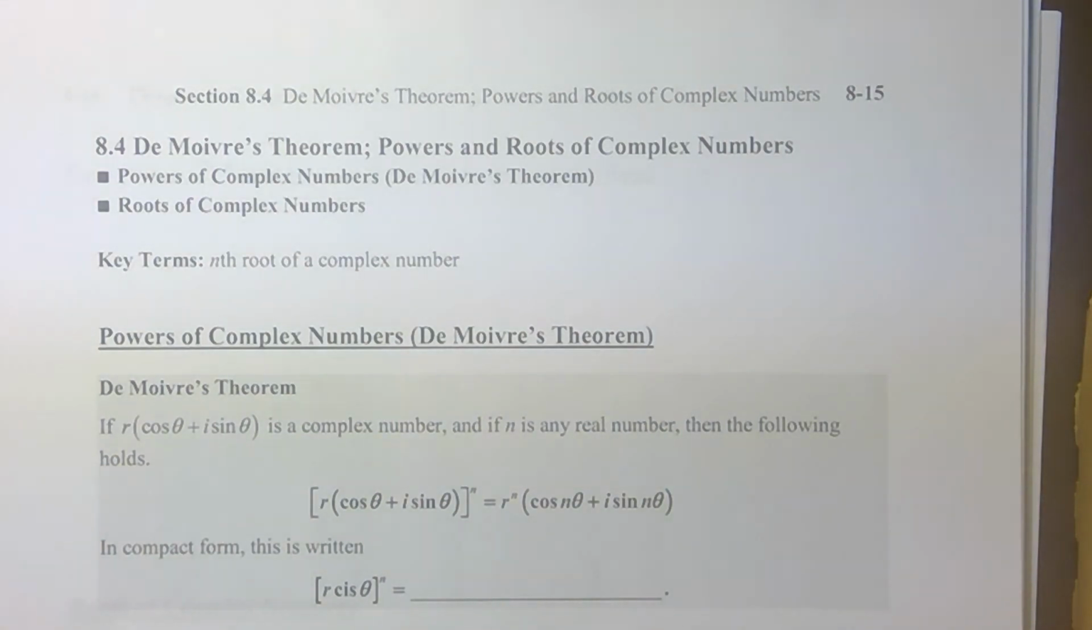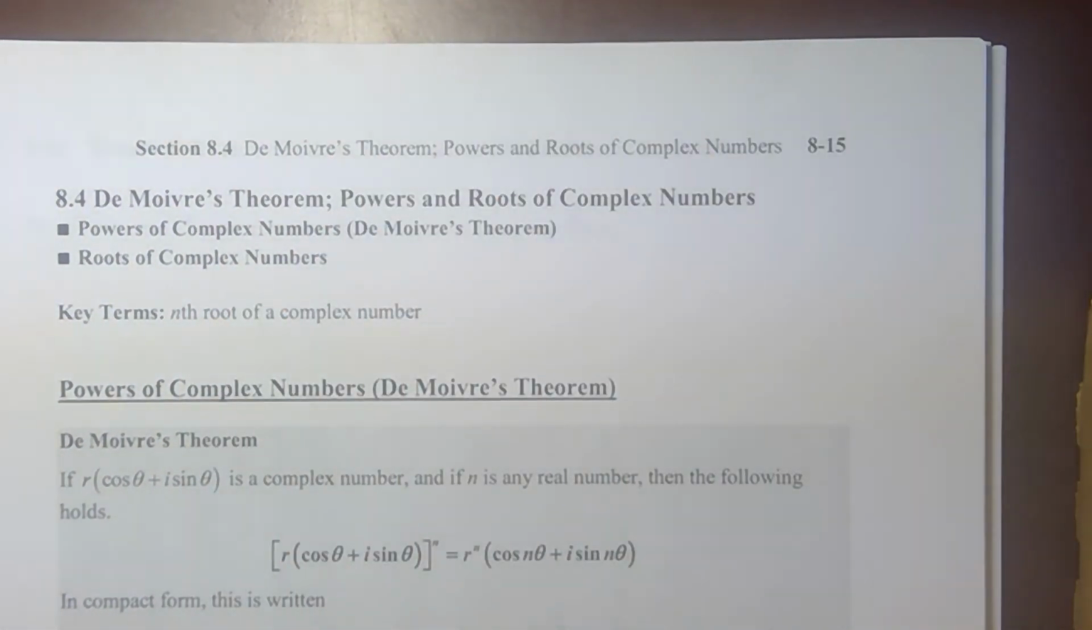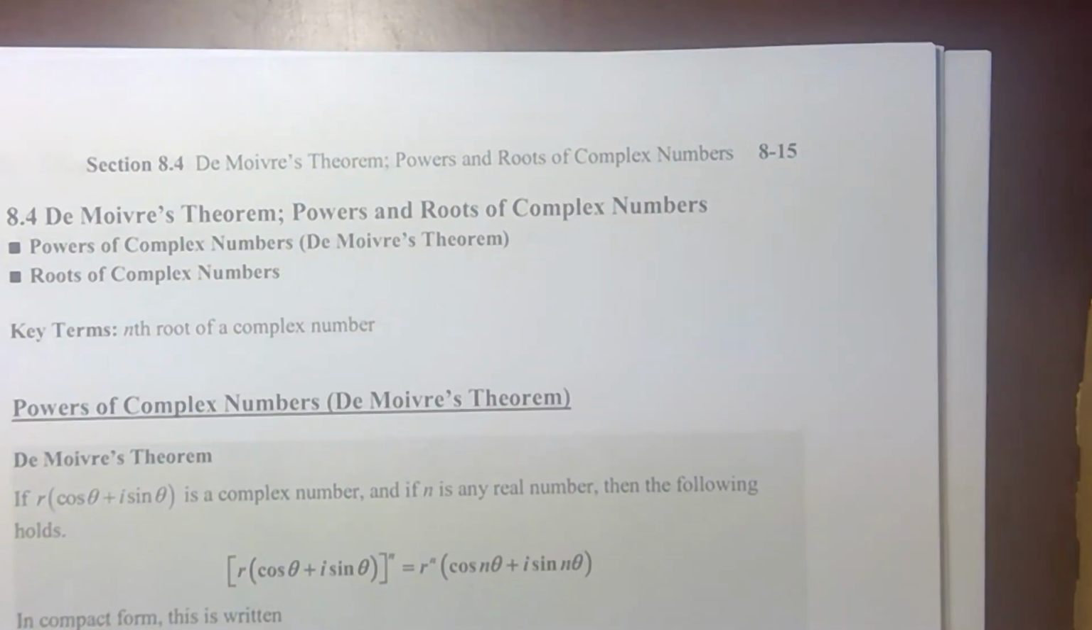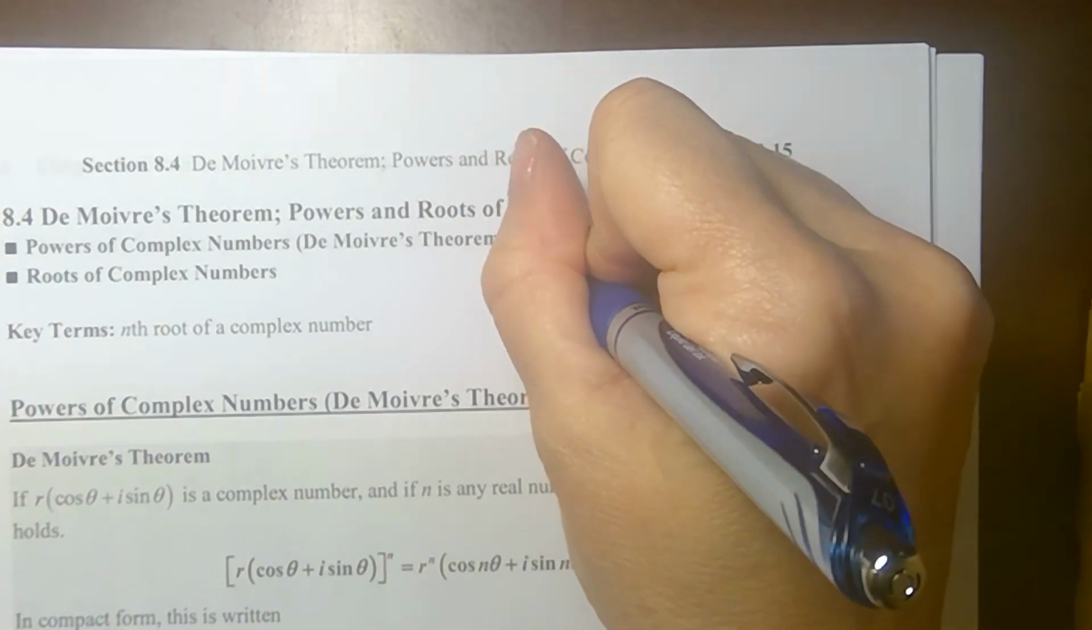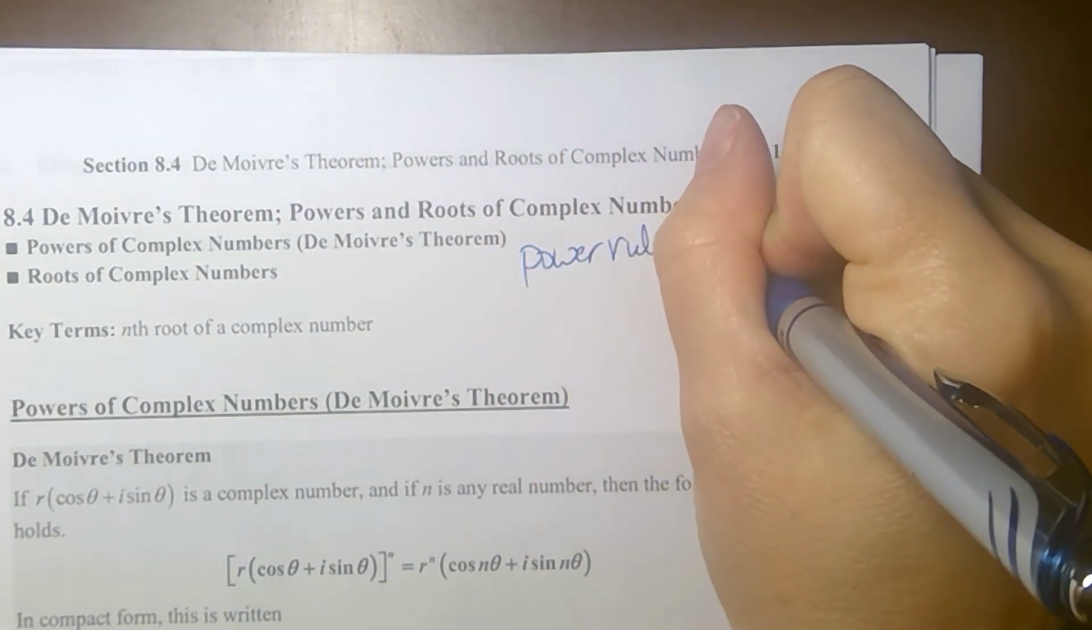Our last section of new material is 8.4, de Moivre's theorem. It's our power rule. Now, we talked about in 8.3 how addition pairs with multiplication and division pairs with subtraction. Our power rule is finding a repeated product.